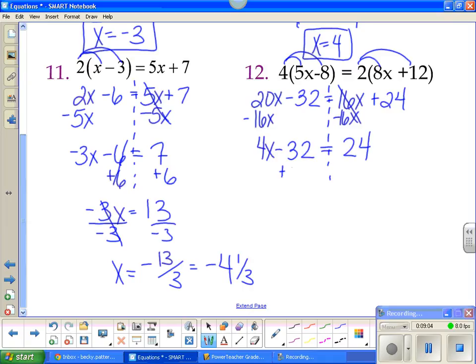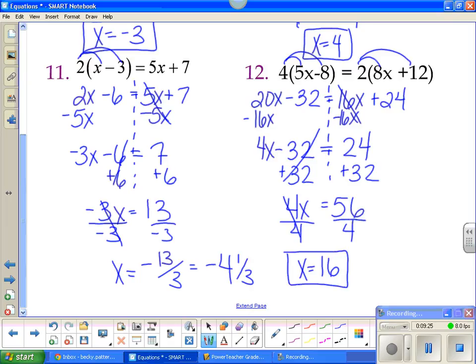Now I need to add my 32 over to the other side. So 4x equals, let's see, that's going to be 56. And then I'm going to divide by 4. And that's a 16. Or a 14, I'm sorry.